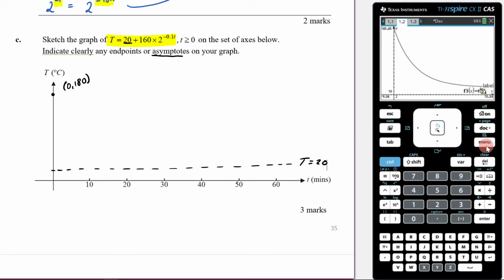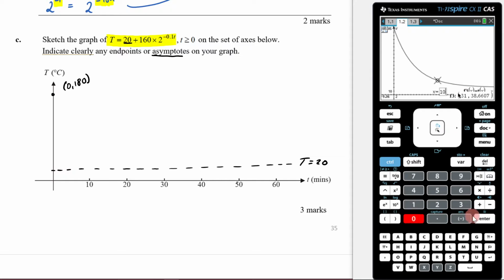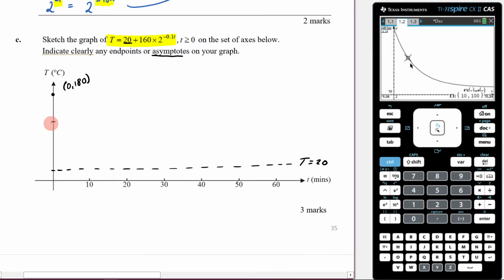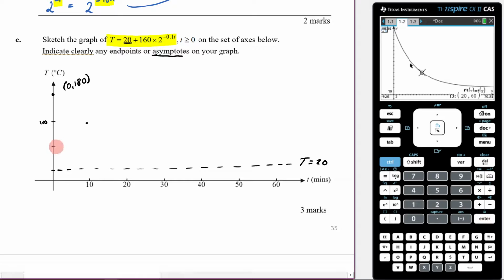And then we want to make sure that we get this correct. So if I just come here for a second, if I go menu, trace, graph trace, what happens when my x is equal to 10? As you can see, I'm going to be at 100. So if this is 180, let's call this 100. It's going to be there. What happens when t is equal to 20? So I can type in 20 here. It's going to be about 60. Let's call that 60.